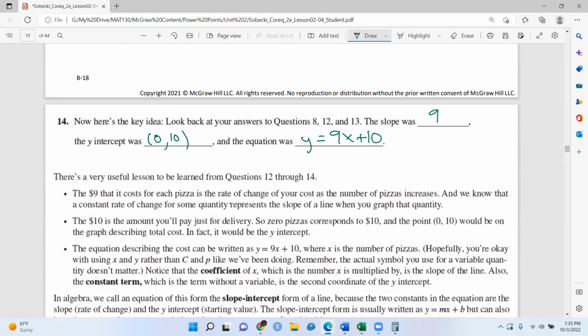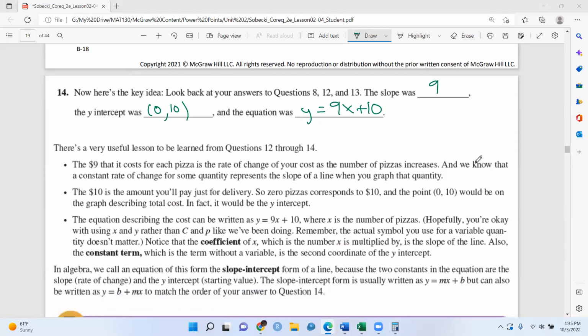The author wants us to put this all together. Okay, Mike, awesome, good. And we're going to put together what's called the slope-intercept form of a line. So here's a little bit of language that's used a lot in algebra courses. Coefficients are the numbers in a term. So the coefficient in this term is 9. The coefficient in this term is 10.